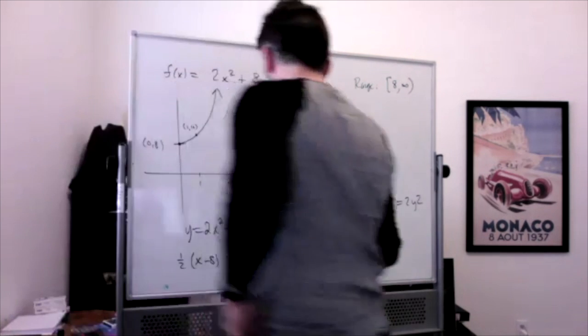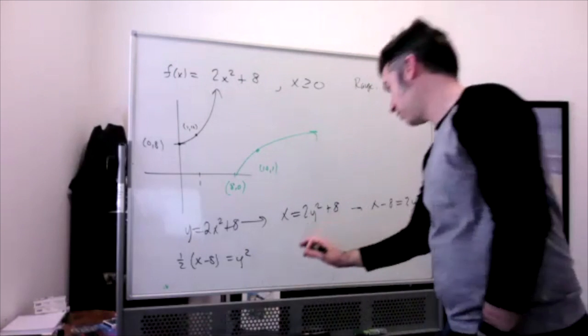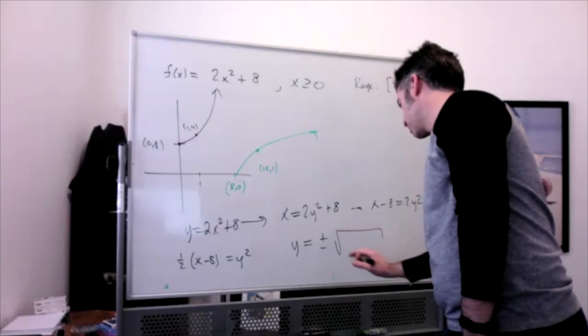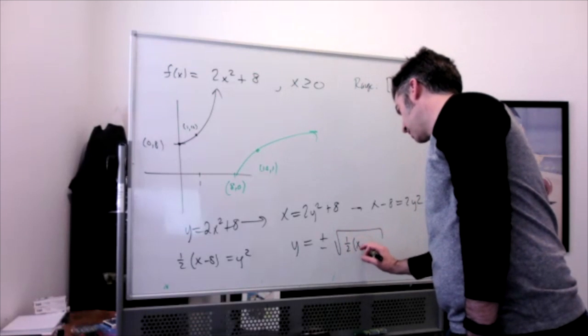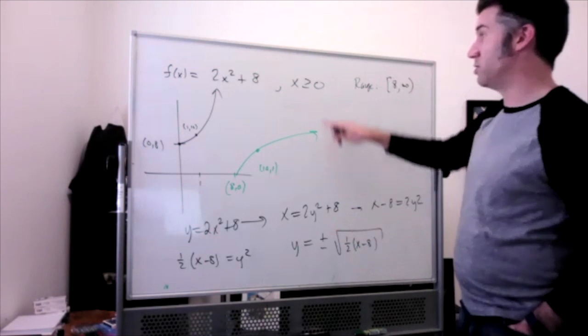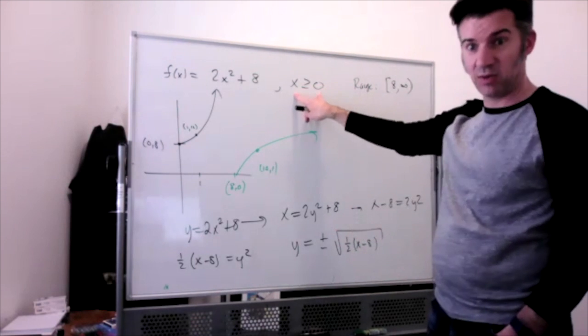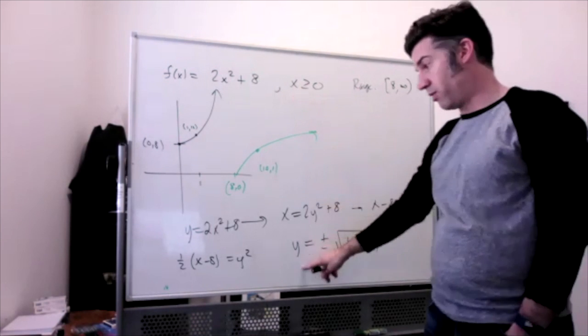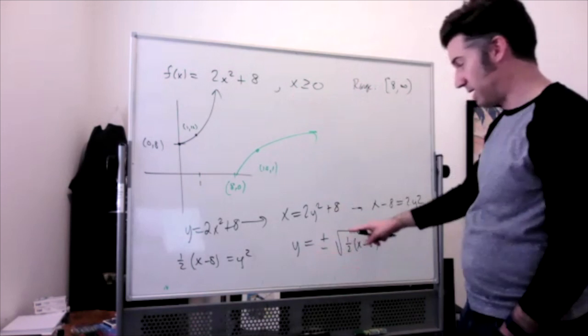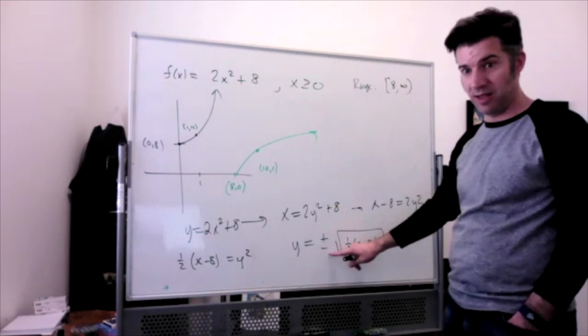And then finally, now this is where you have to be a little extra careful. y is equal to plus or minus the square root of 1/2 times x minus 8. However, we know that since the domain of f of x is x greater than or equal to 0, the range of the inverse has to be that y is greater than or equal to 0, which means it has to be the positive, not the negative.